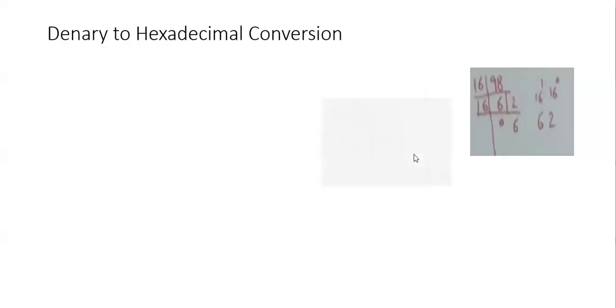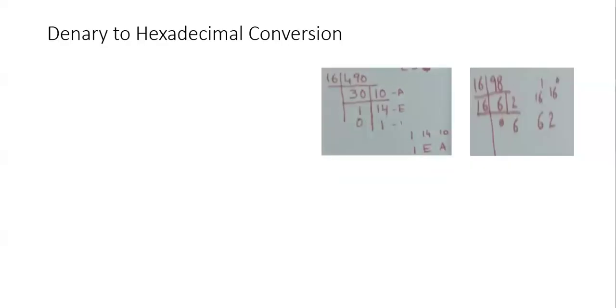Let's take one more example. So we have 490. Again, we do the same. We divide 490 by 16. So 16 times 30 is 480, and 10 is the remainder, and the quotient is 30. And now 30 is not 0, so we continue.